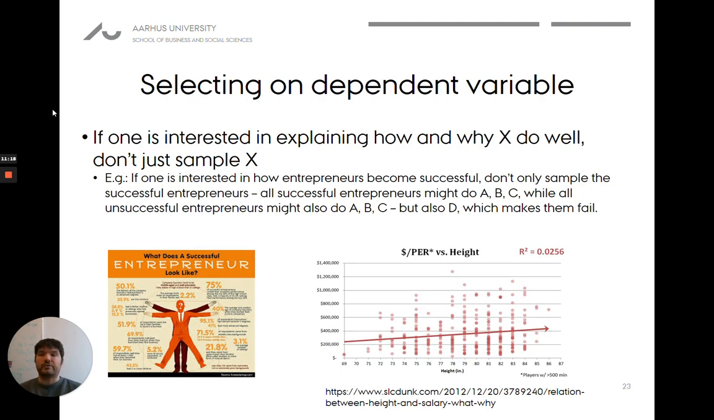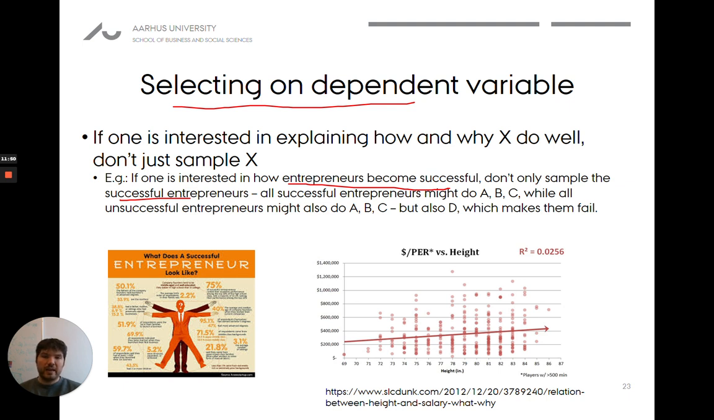This is also related to the issue of selecting on a dependent variable that I already mentioned once. So let's say we're interested in how successful entrepreneurs do well, and we end up only studying successful entrepreneurs. Well, we might not find out that unsuccessful entrepreneurs might do the exact same thing. Maybe they engage in most of the same practices, but just fail for various reasons, whether it's luck or a factor that we have omitted.